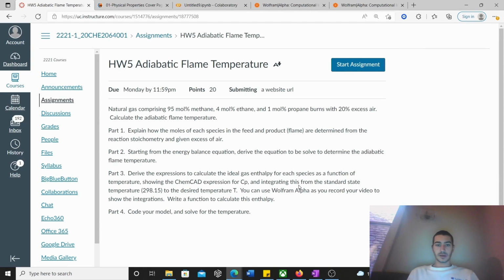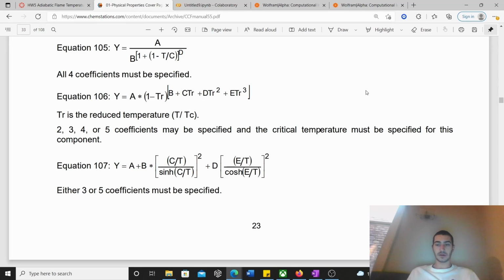Now for part 3, we are being asked to utilize ChemCAD to determine CP, the specific heat capacity for different materials, and here you can see equation 107 is what we'll be using to find CP. So you can see we are given A, B, C, D, and E, which are all constants specific to the specific material or specific compound that we're using.